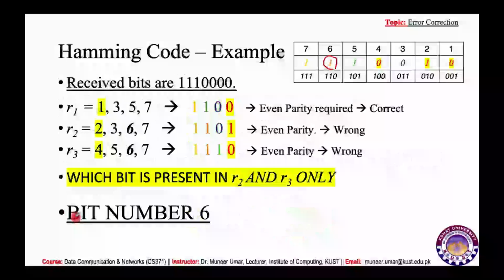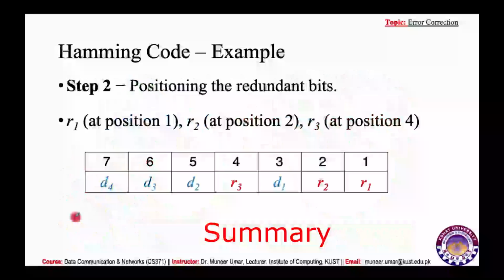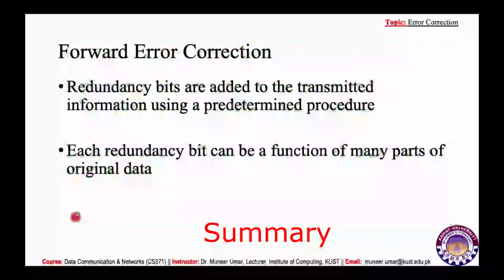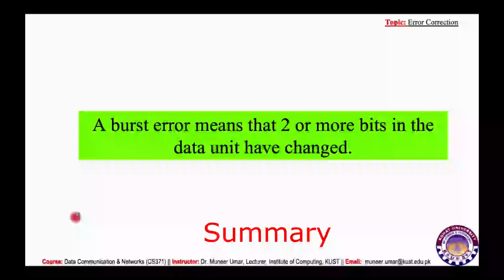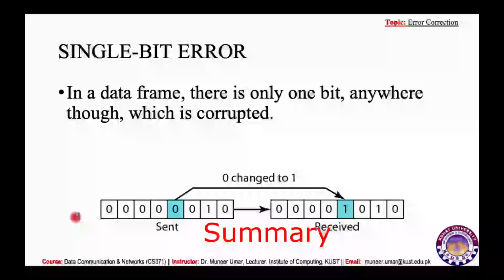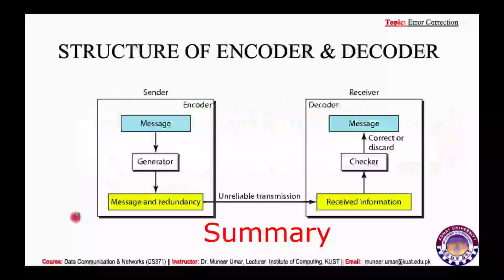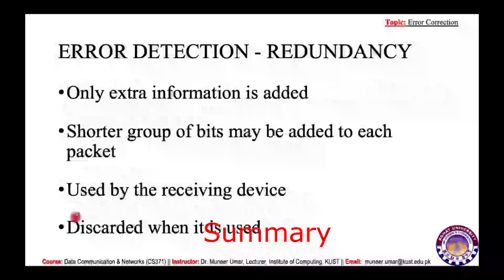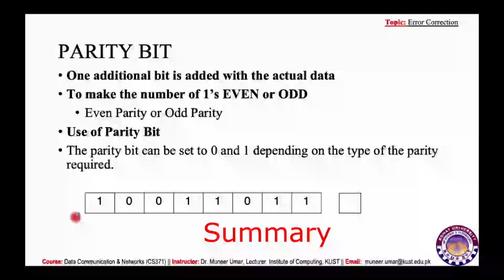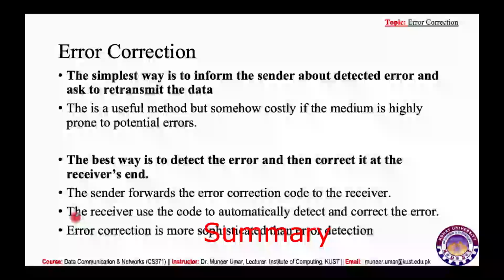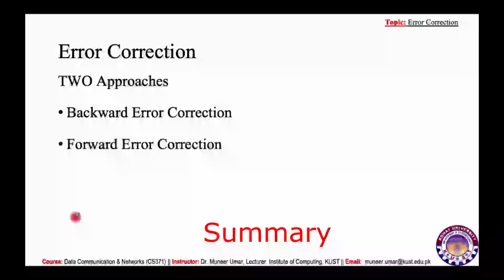This was all about the error correction. So in this lecture, we started with the error detection. Actually, this was a sort of revision of our previous lecture. So we first looked into the single bit error, burst error, error detection mechanism, then VRC, LRC, CRC, and checksum. We also studied the parity bit, and after that we started with error correction. Then we have two approaches: the backward error correction and forward error correction.